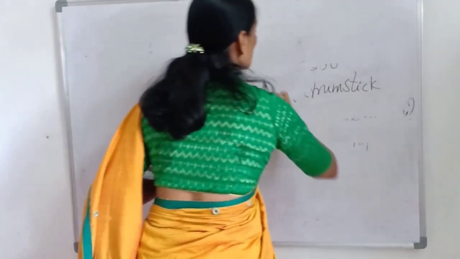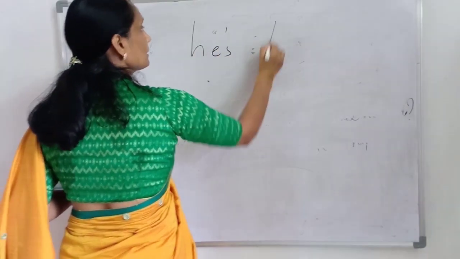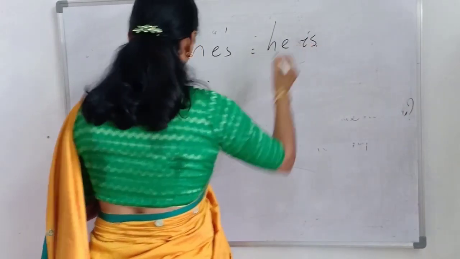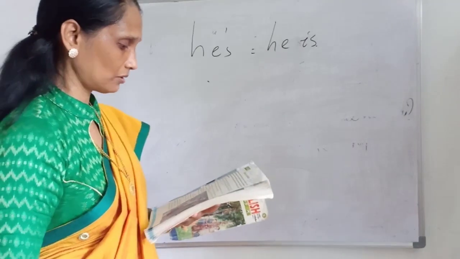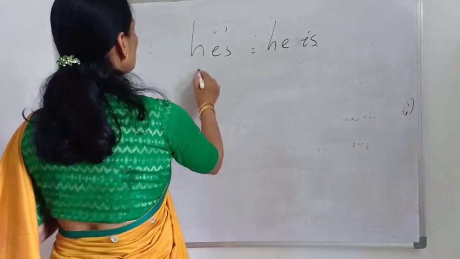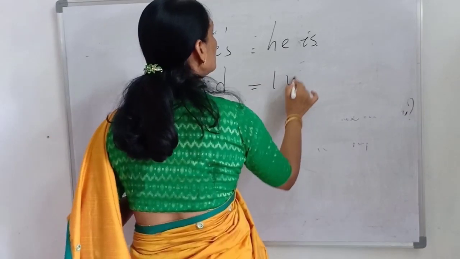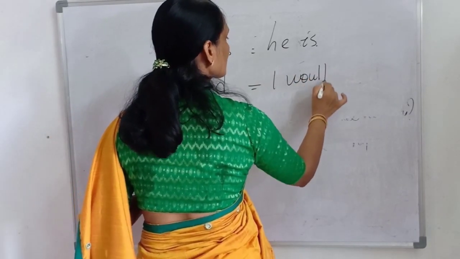See here, some short forms are used in the lesson. He's means he is, and in the earlier paragraph somewhere it came, I'd, means I would. These are short forms.